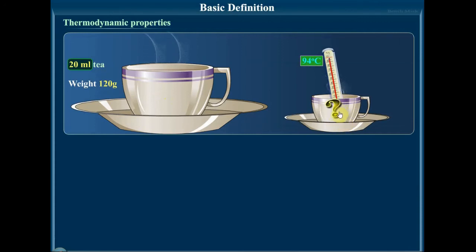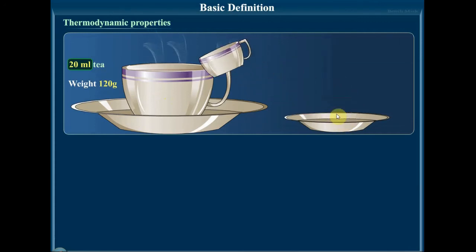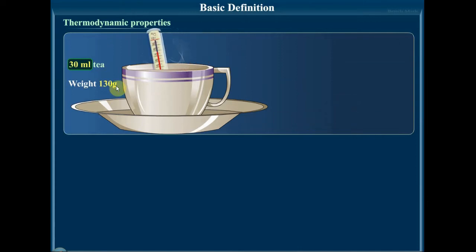You're pouring this into the bigger one. So it becomes 30 ml in total. The temperature is 94 degrees Celsius because both were at 94 degrees Celsius. The mass is 130.